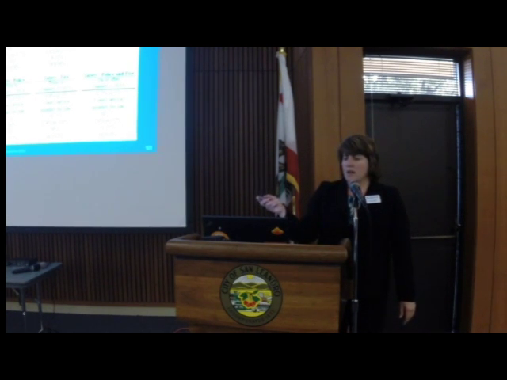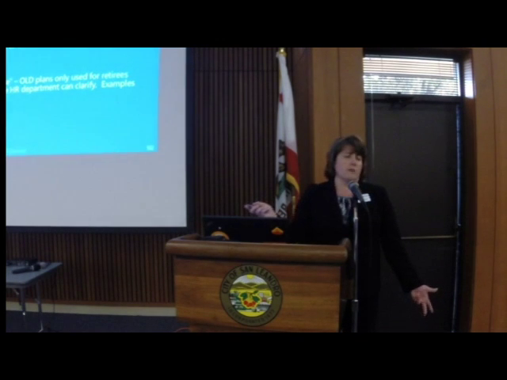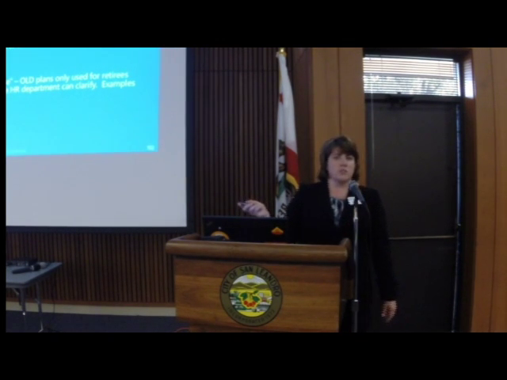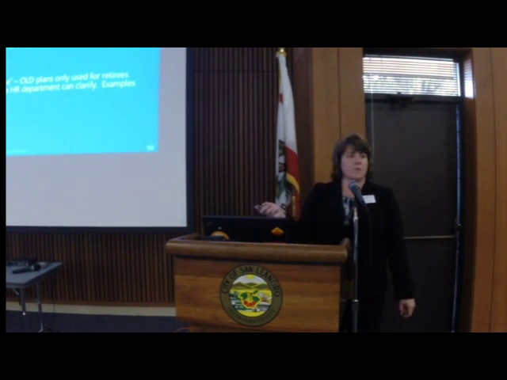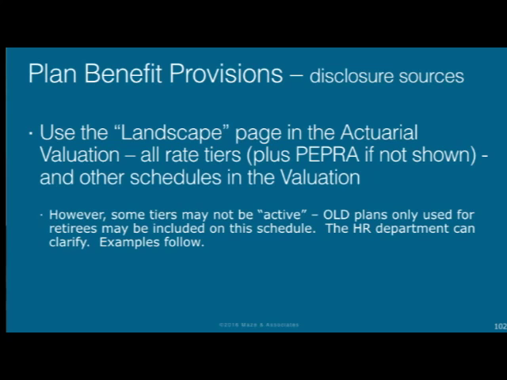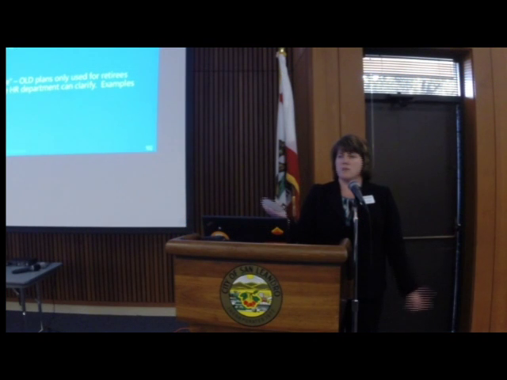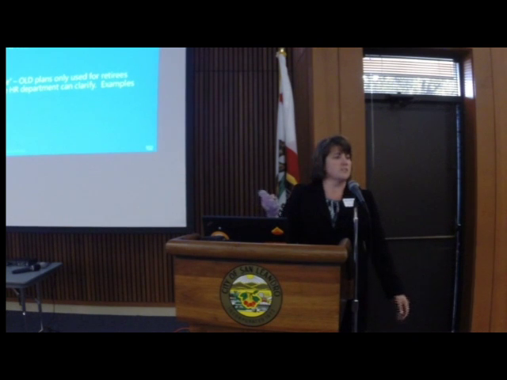In case any of you struggle to find the information or don't have the data to figure out where to get it for the financial statements, we call it the landscape page in the actuarial valuation. That includes the list of all rate tiers plus PEPRA. That first year, the PEPRA tiers were not in the early actuarial valuations. Is it 14 that PEPRA's listed? Does anyone know? No one's looked for their 14 valuations.